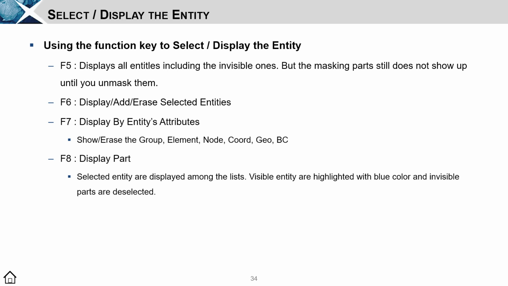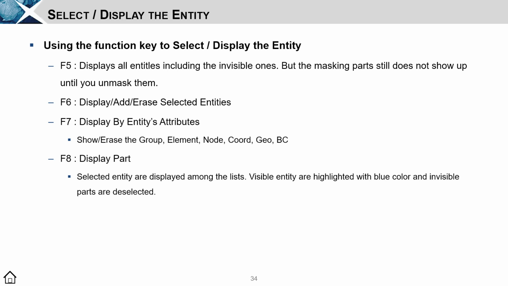I'll explain how to select an entity and display it on the screen. This is the content that selects and displays entities using the function key described earlier. Function 5 is a full model view. Function 6 selects entities and displays, plot and erase.